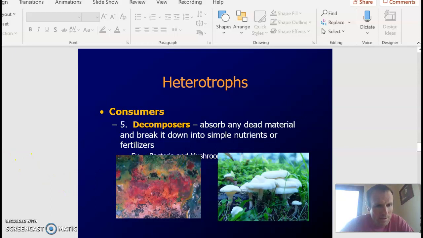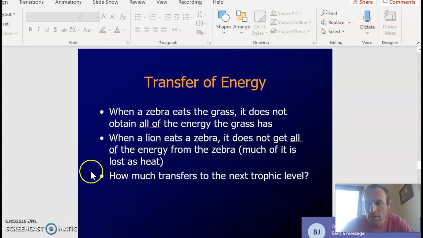So energy from the sun is absorbed by the producers. Then it is transferred up through each of these. So the zebra eats the grass, doesn't obtain all of the energy, and the key point I want to make here is that there's a lot of energy lost as we move up the trophic levels. So typically when energy is transferred from one trophic level to the next, 90% of the energy is lost as heat as the organism is doing metabolism.